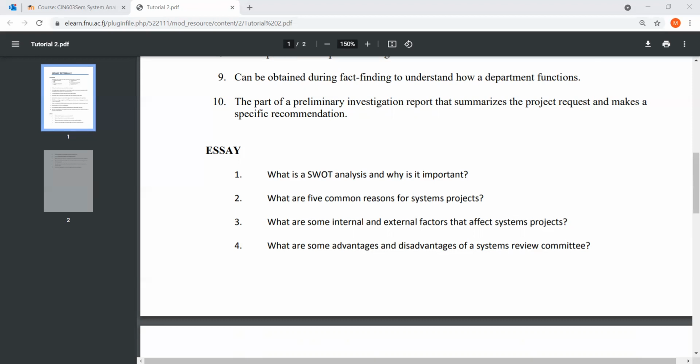Question number 3. What are some internal and external factors that affect a systems project? So we are supposed to identify some. The internal are all those factors taking place within the organization, and external would be outside the organization. So what are some factors that affect the project? Let's list down internal.